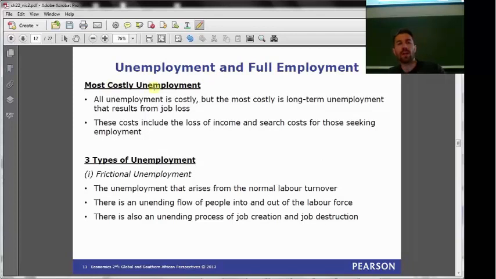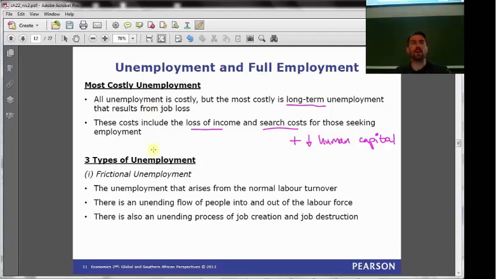We're going to talk about what kind of unemployment is the worst or the most costly. Obviously, all unemployment is costly, but the most costly is going to be long-term. And why is long-term particularly problematic? Well, not only do you have losses of income as well as any other kind of costs that are involved in searching, but when you have long-term, you also have a decrease in human capital. In other words, the value of your human capital decreases the longer you are unemployed. That is why long-term is particularly problematic.